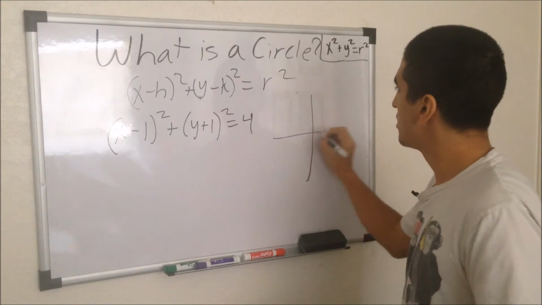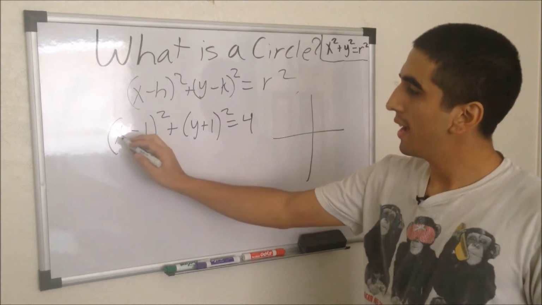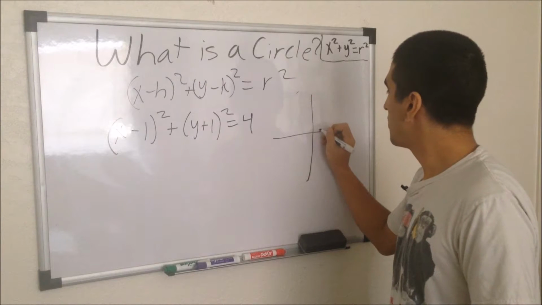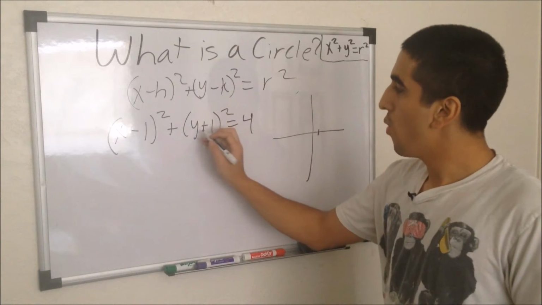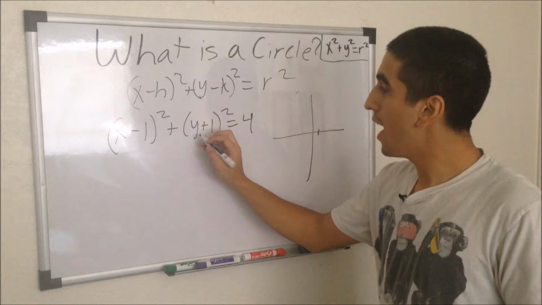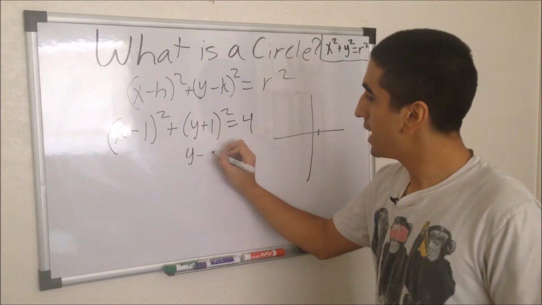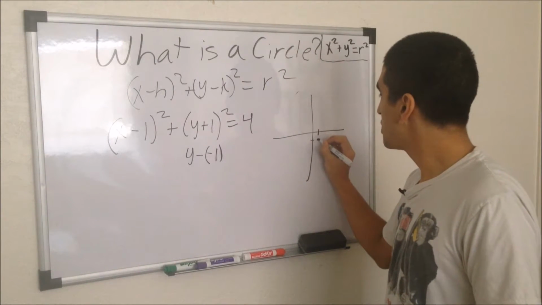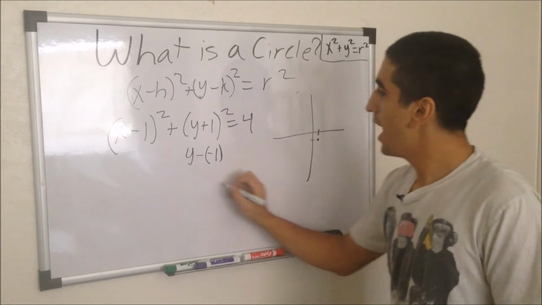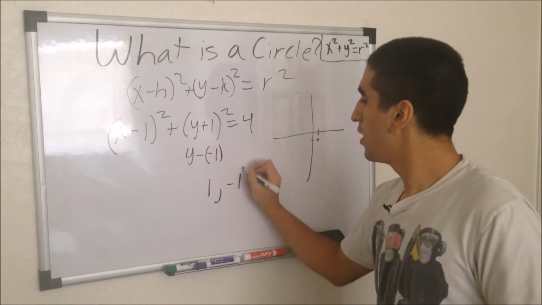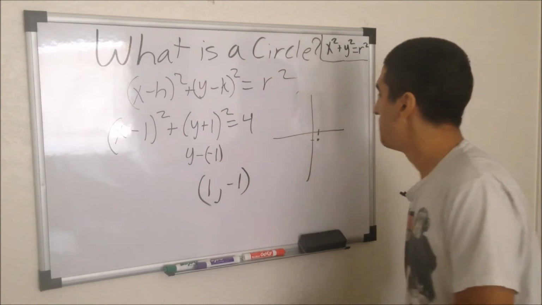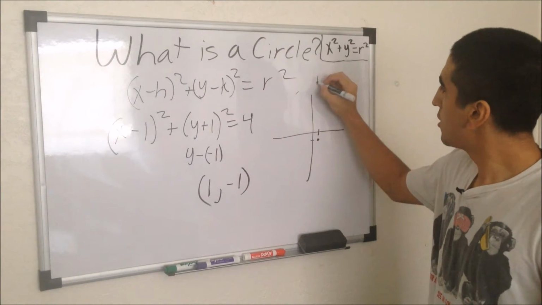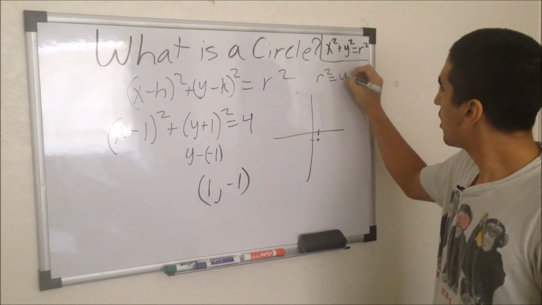Let's just do this. So x minus h, x minus 1, so that means we go over to the right 1. Y minus k, this is also y minus -1, so we go down 1. So that is where our circle is centered at. It's centered at 1, -1. That's our center. And we have our r squared is equal to 4.